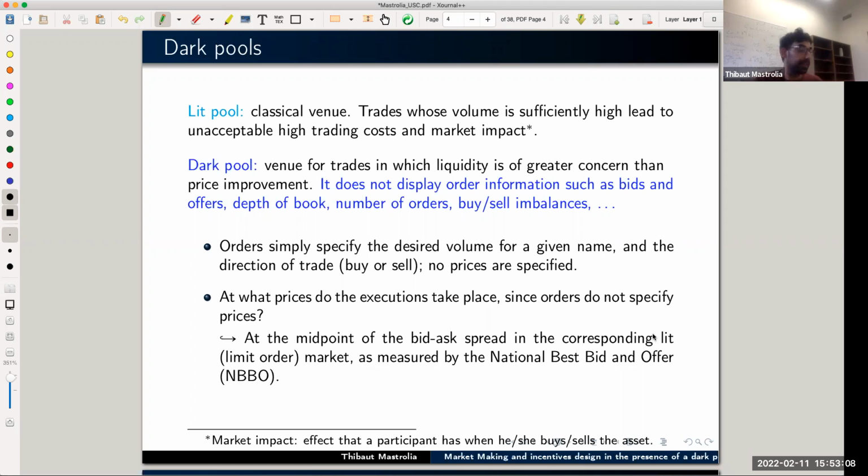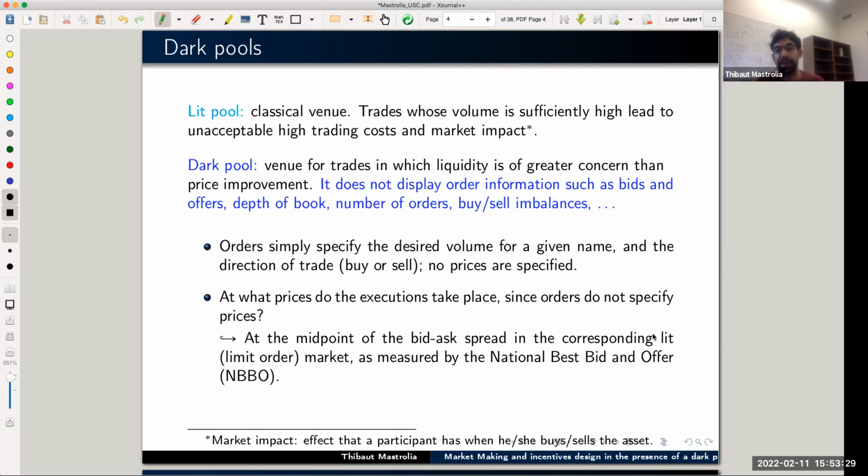So what I want to express here is that lit pool and dark pool are different mechanisms, but acting on the lit pool or acting on the dark pool, I mean, they are strongly linked. If you want to act on the lit pool, you will modify the mid price, and so you will modify the transactions which will appear on the dark pool.